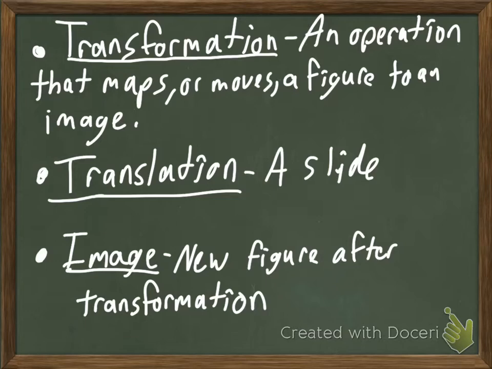So, a transformation is an operation that maps or moves a figure to an image. And everything we talk about in this unit is going to be a type of transformation. Specifically, in this lesson, we were talking about a translation. A translation is basically a slide. You're going to slide your image around. And the image is the new figure created after your transformation.